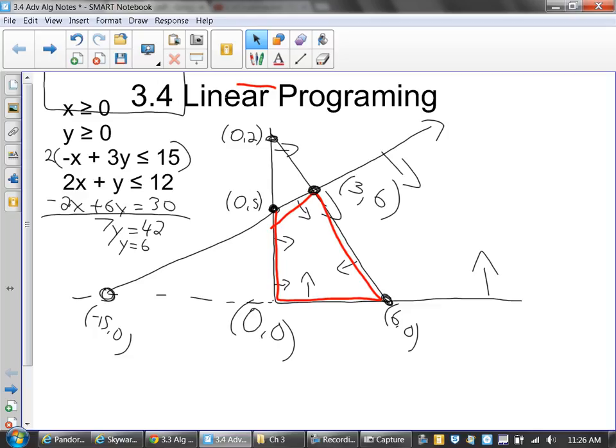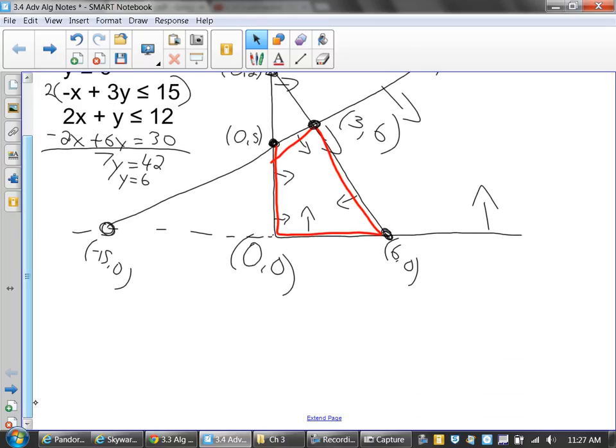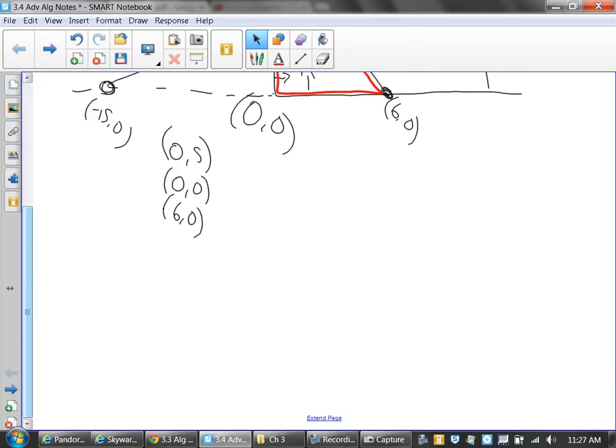So what we're doing here is we're going to be able to figure out where these lines intersect one another by using systems of equations. We're going to be able to find the shaded areas by using this graphing of systems of inequalities. And then the next bit is you list them. 0, 5, 0, 0, 6, 0, and the other one was what, 3, 6?